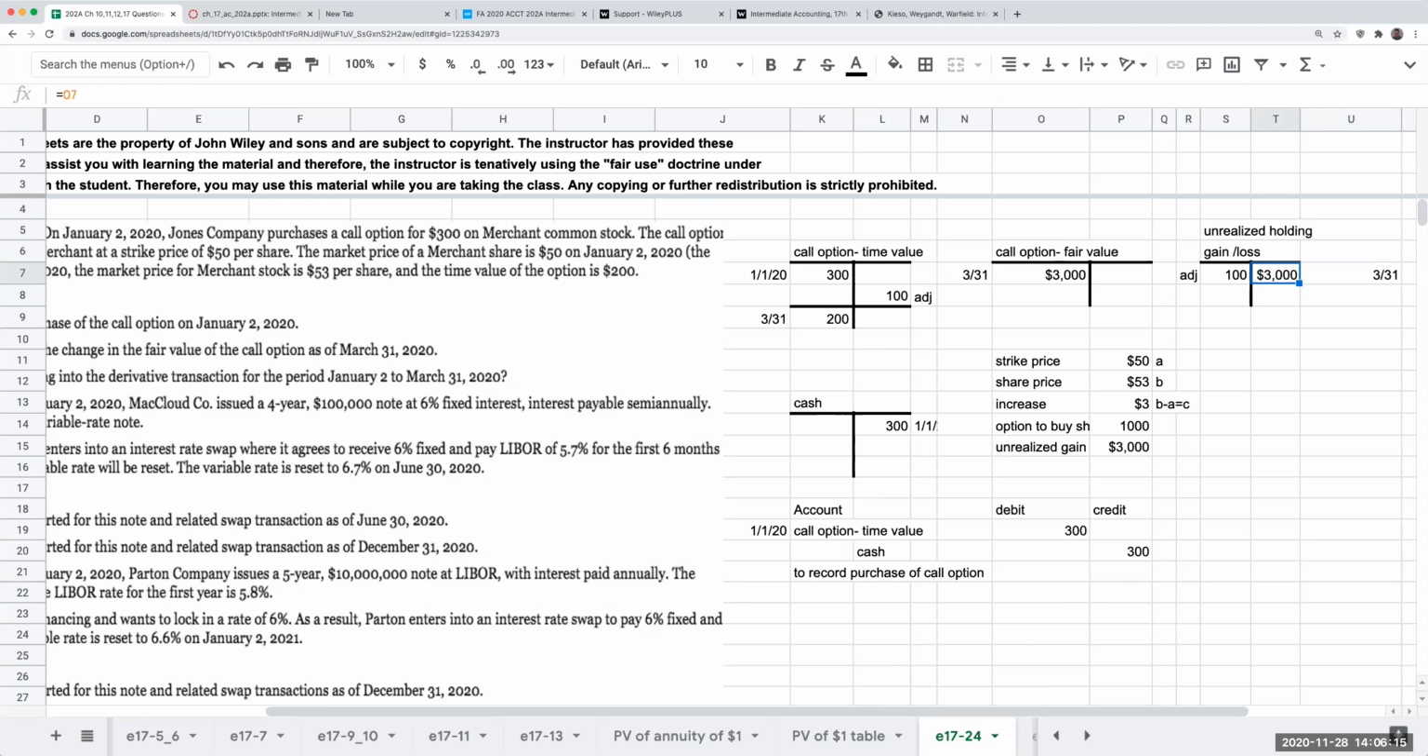So to do these journal entries on 3/31, I would be debiting unrealized holding gain or loss income, and this one over here would be 100, call option time value.